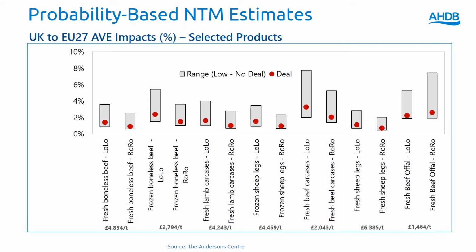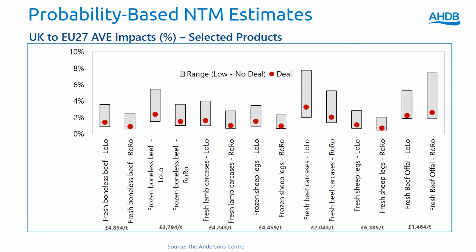So moving on from that, we've just depicted on the bottom of the screen as well the different prices which we've based our calculations on. And you can see for some product, particularly the offal over on the right hand side of your screen, because that product has a lower value, when it comes to calculating the NTM costs as a proportion of that, it generally works out to be at a higher level.